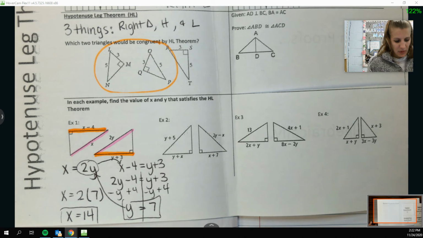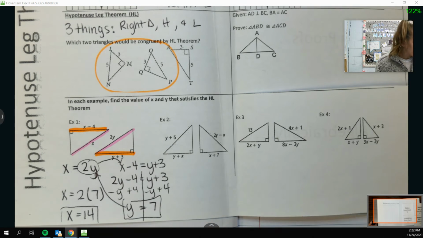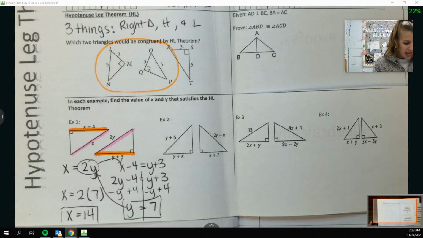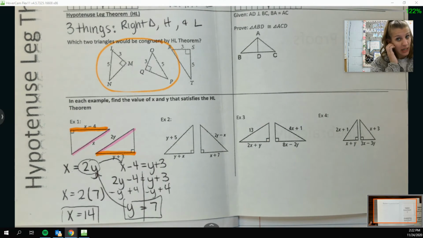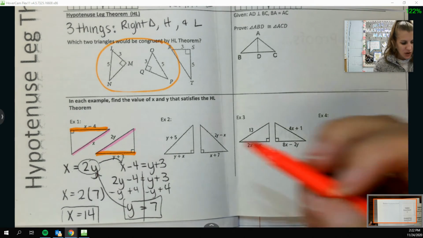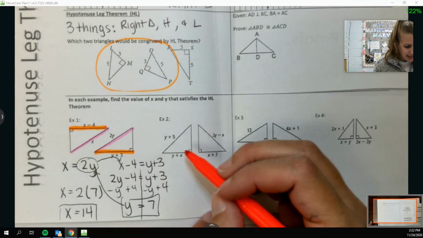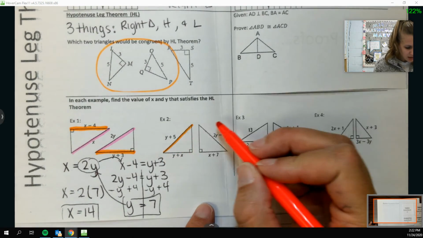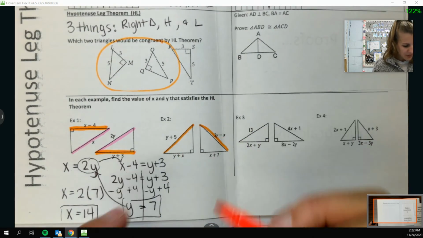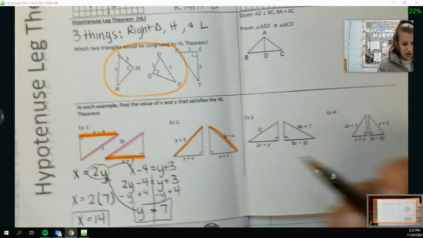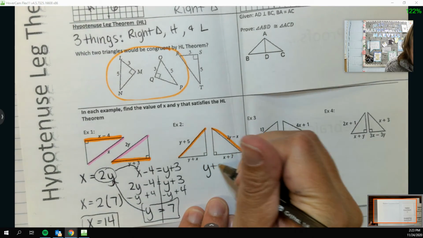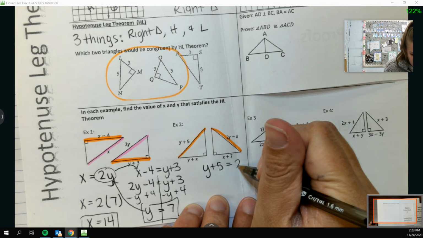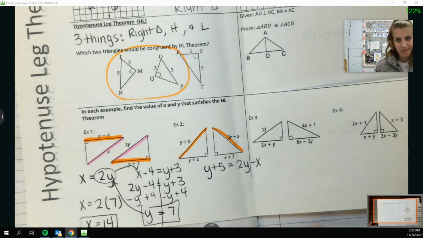Okay, so maybe we want to try another one like that. I'm going to do the one right next to it because I think the other ones are easier. But I might not do the other 2 right now. So if I take a look at this one here, I can set the hypotenuses equal to each other, which are these because they're across from the 90s. So I'm writing y plus 5 equals 2y minus x.